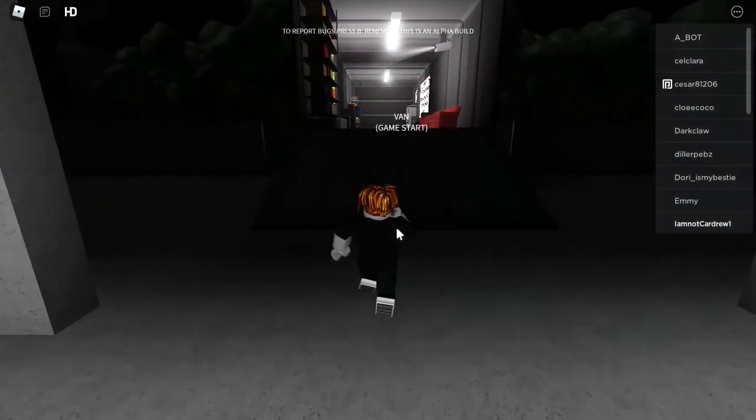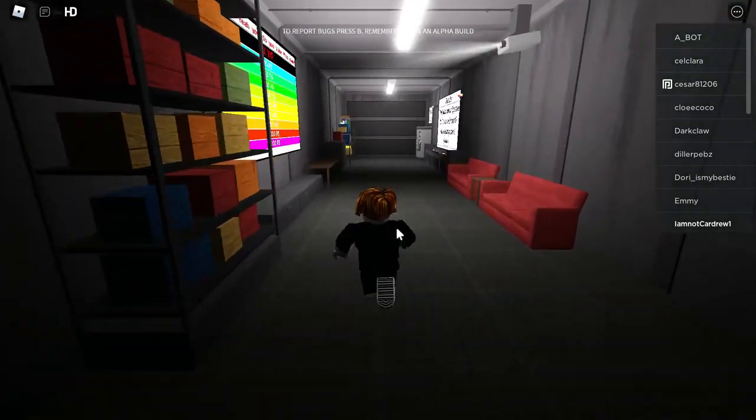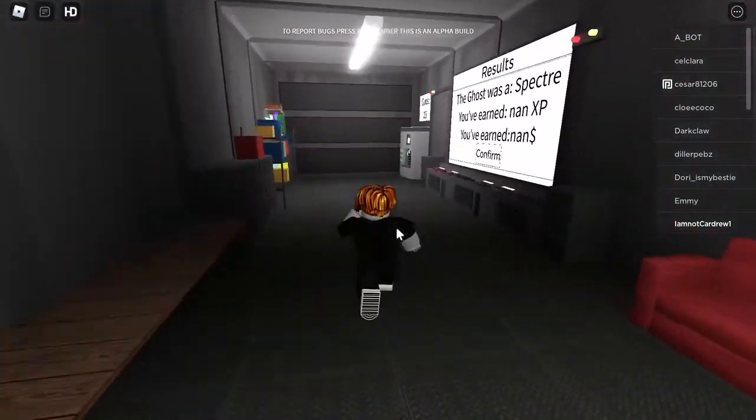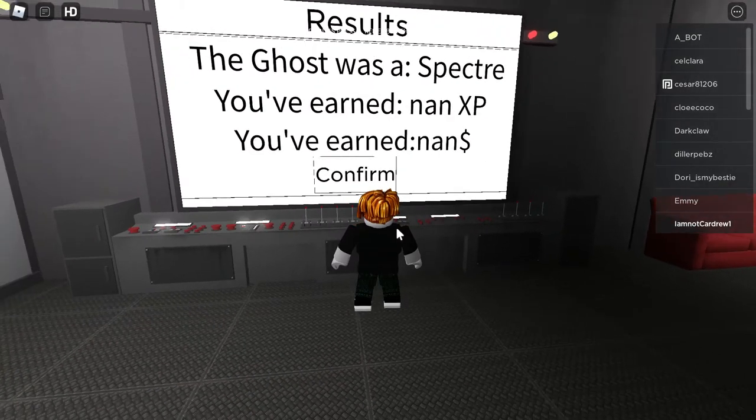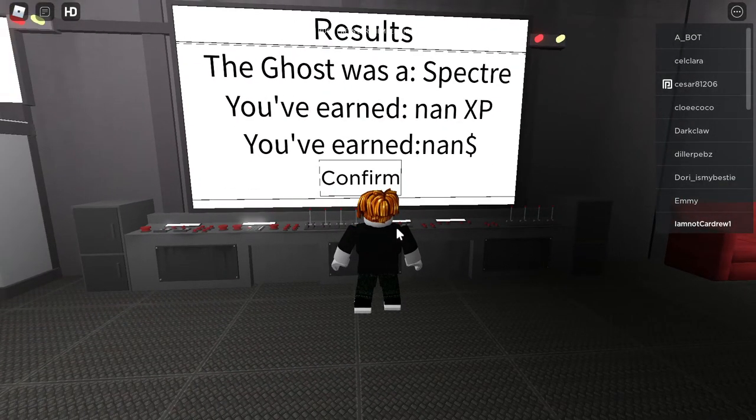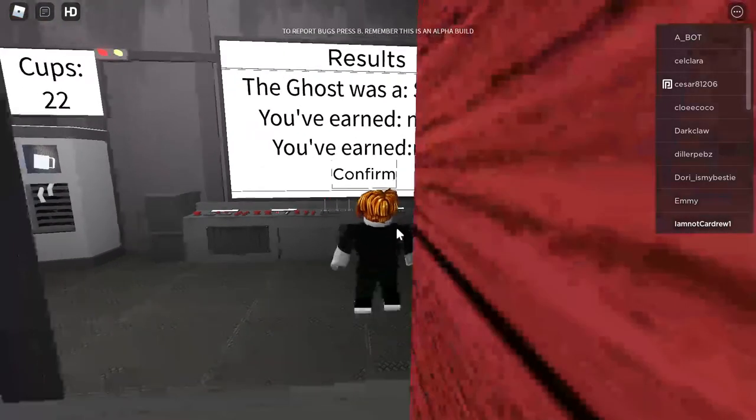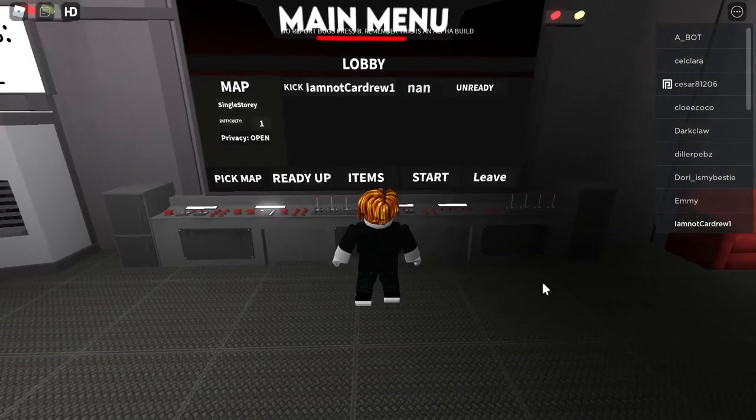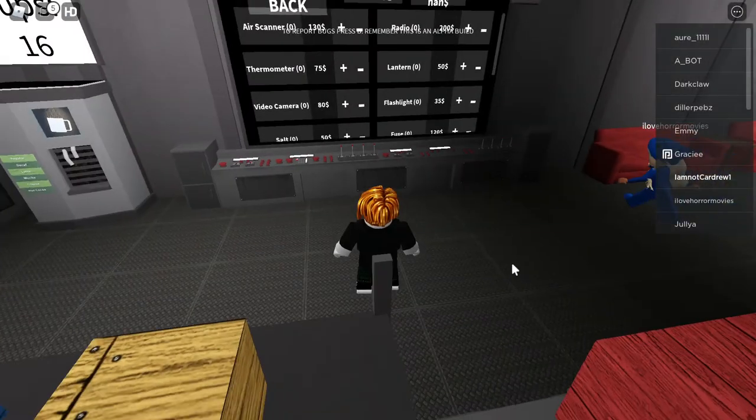If you happen to pick the correct ghost, this will happen. You will have earned NaN XP and NaN money. All your stats will be set to NaN, which means not a number, so you can't see what your level is anymore. Your money will also be NaN.